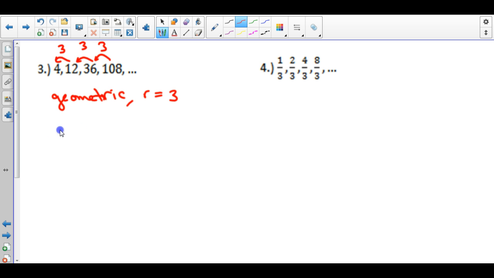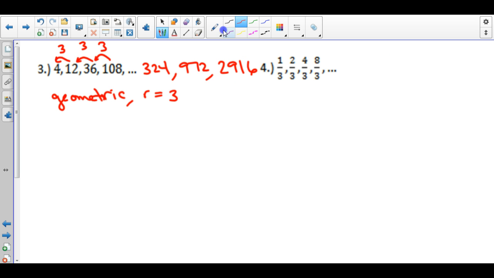In order to get my next three terms, I'm going to take 108 and I'm going to multiply it by 3. And I get 324, and then I'm going to multiply that by 3 as well, and I'm going to get 972, and then multiply it by 3 one more time to get the third missing term here, 2,916. So the geometric sequences grow a lot faster because you are multiplying by a number, and they're exponential.